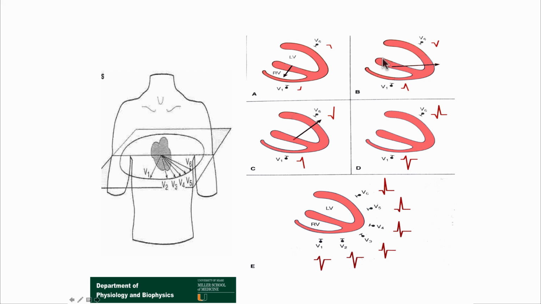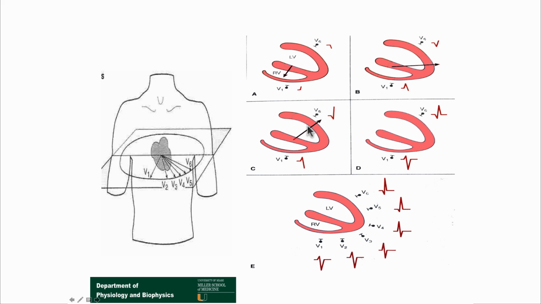Then in panel B, in a period of maximum depolarization, you would see an arrow pointing in this direction, the mean axis of depolarization. On V1, you would measure a negative potential because it's moving away from this terminal, and on V6, we would see a positive potential.